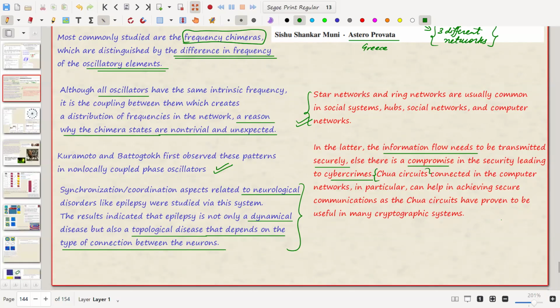Why is it secure? Because of the chaotic property exhibited by Chua circuits. Chua circuits can give you chaotic signals which have been proven to be useful in many cryptographic systems. So that's one of the reasons why you need to have Chua circuits in each of the nodes when you are delivering secure information in a computer.